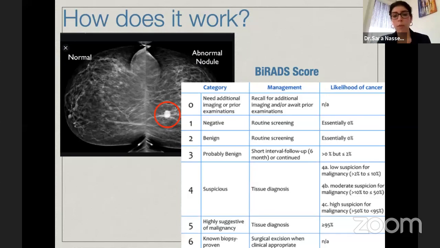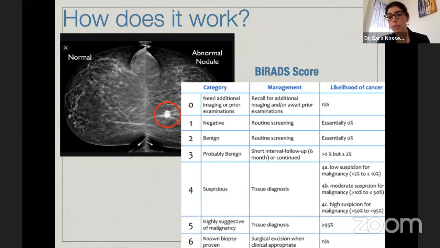The results of mammograms are interpreted by using a particular radiographic score. It's called the BI-RADS score, and this is what I've shown in the table. The score goes from 1, which is negative, which means the likelihood of this being cancer is almost 0. It's a normal mammogram basically, all the way to 5, which means it's highly suggestive of malignancy and definitely needs a tissue biopsy.